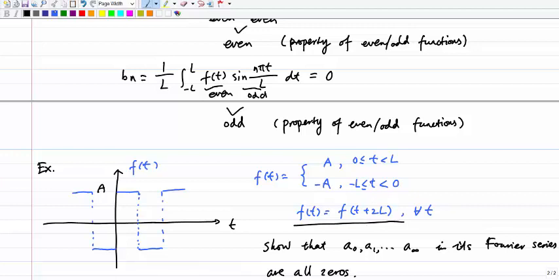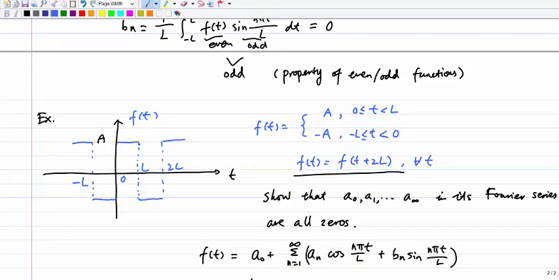The left shows a picture of what f(t) looks like. It goes from 0, this is L, this is 2L, 3L, and this is negative L. You can see the pattern. The fundamental period is also 2L. And I want to show you that all of the a0, a1, until a infinity in its Fourier series are all 0.